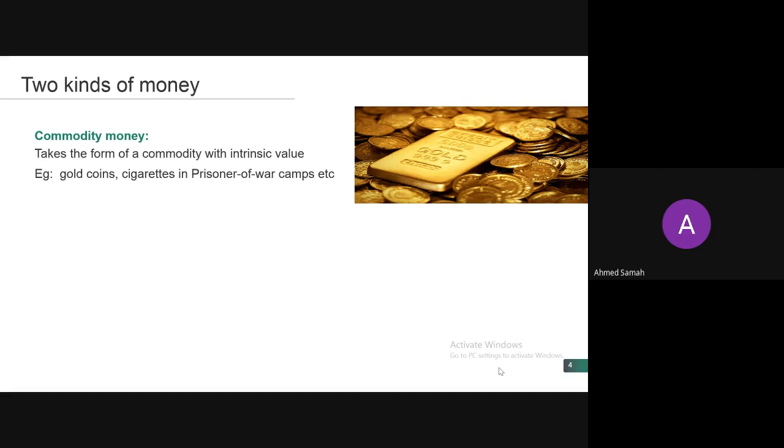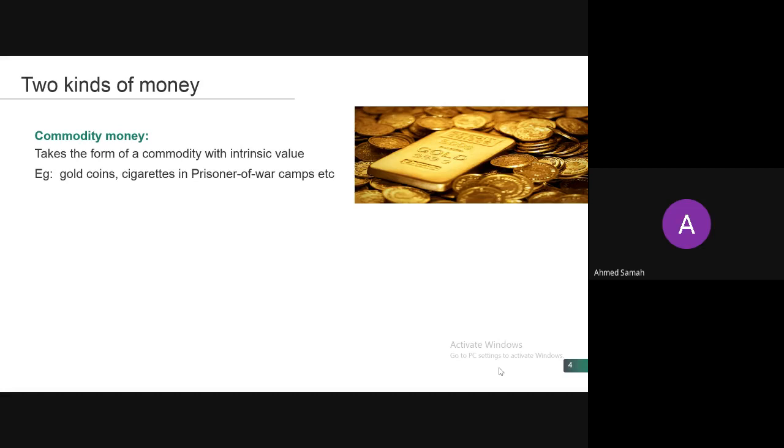So for example, gold coins, and also let's say in prisoner of war camps, cigarettes are used as money to buy other things. So it is very valuable in such places. That's why even without it being money, it has some intrinsic value.